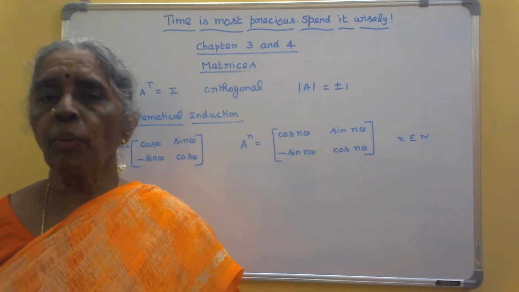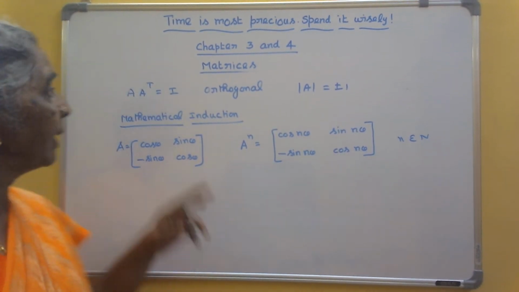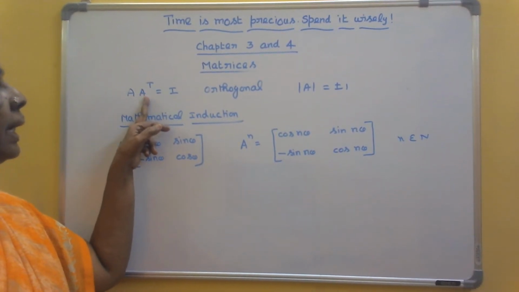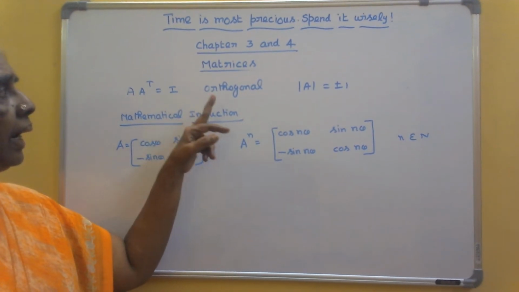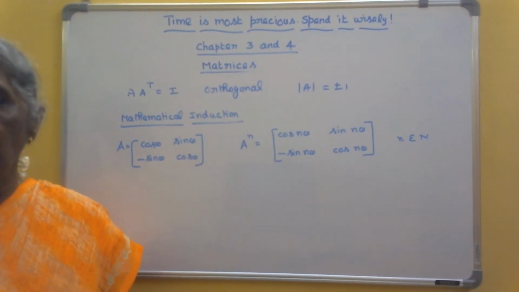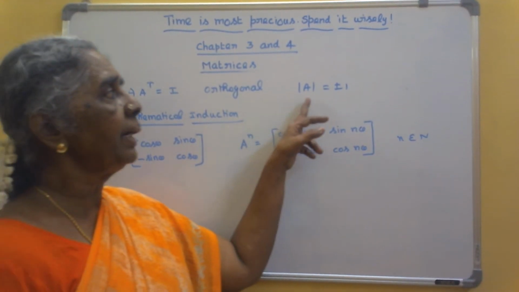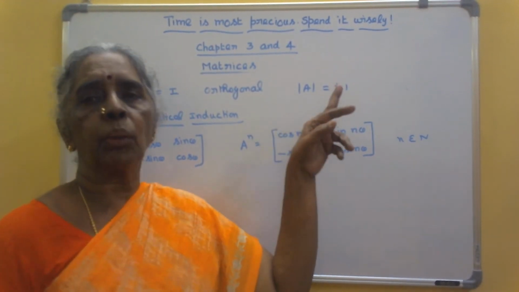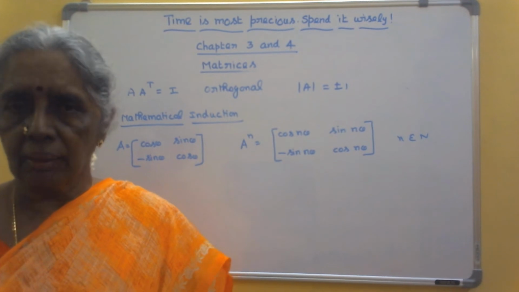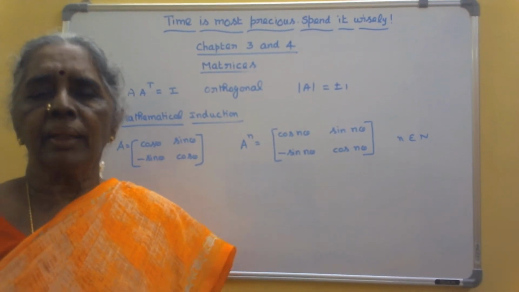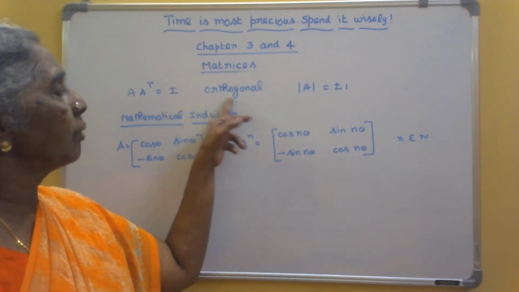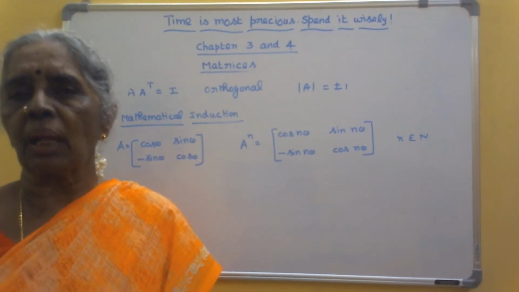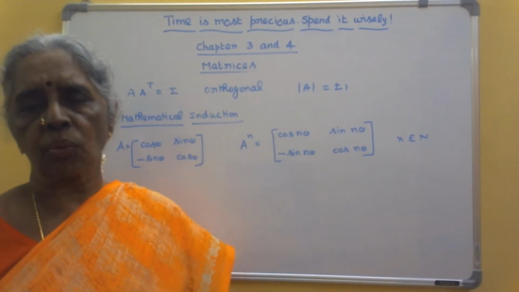I was telling you about orthogonal matrix, isn't it? That is, if A into A transpose is equal to I, A is called an orthogonal matrix and the determinant value of A will be equal to plus or minus 1. Actually, the determinant chapter we are going to take next, but anyway, I wanted to mention this orthogonal matrix, so I have told this concept.